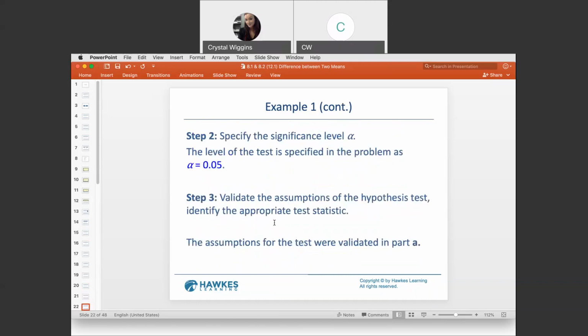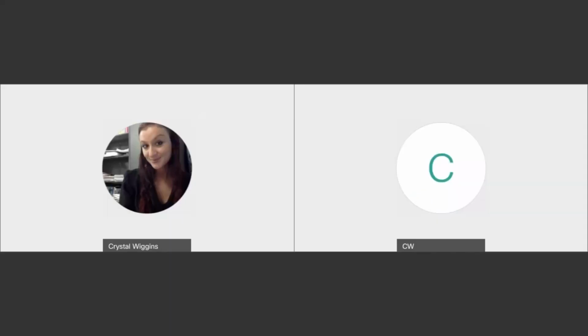So specifying the significance level for this problem, we'll stick with the 0.05. Validate the assumptions of the hypothesis test, which we've already done because they are the same assumptions that we already verified for the confidence interval. So now let's head back to Rguroo and take a look at what it would look like to do a hypothesis test.